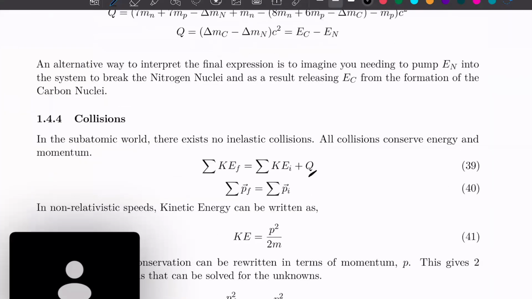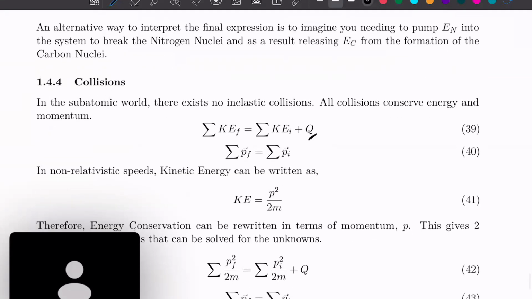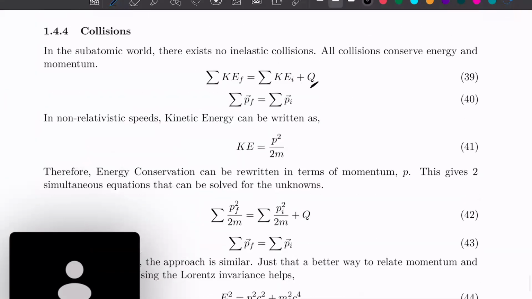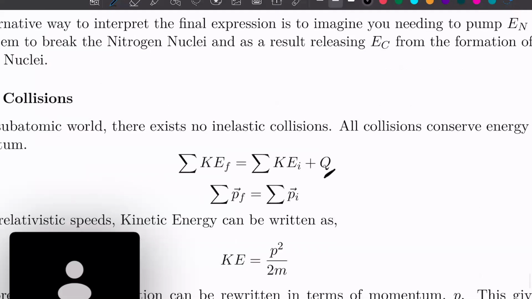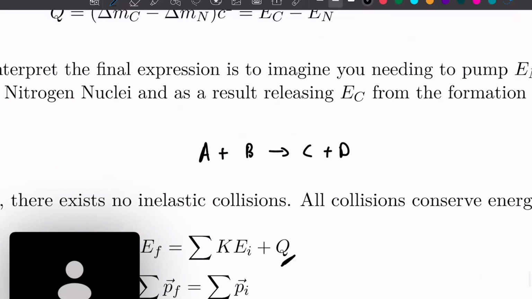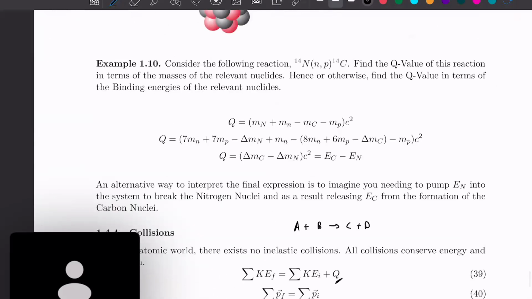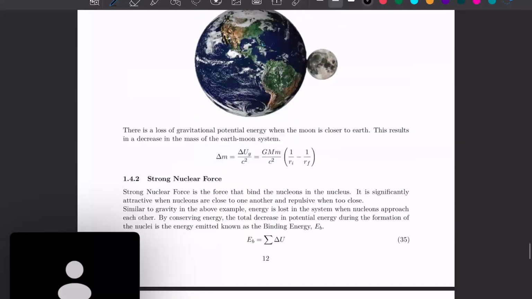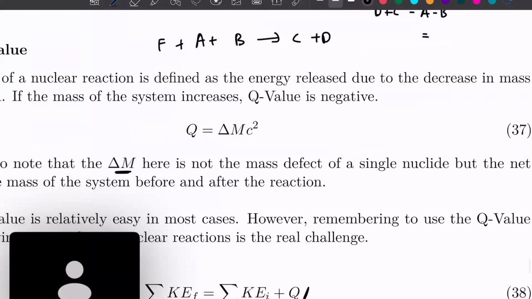Okay, it's fine. Just think of this as common sense. So if you have A and B, which become C and D, and let's say the mass of the system has decreased. That means C and D are of lower mass. That means energy has been released because the mass of the system has decreased. You can just think of it as the mass that was once some nuclear force potential energy is now converted into kinetic energy.